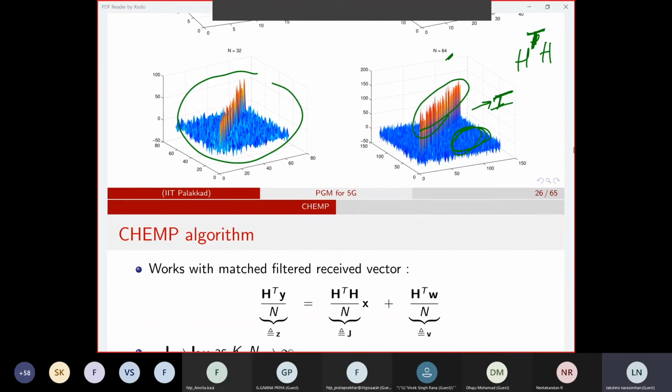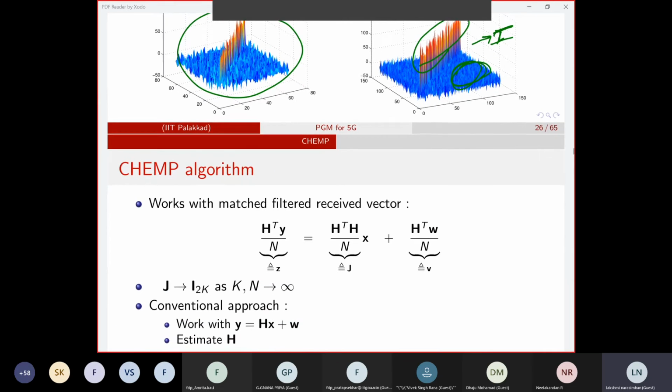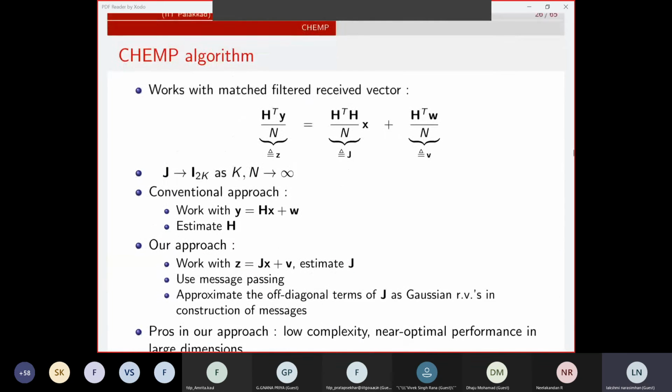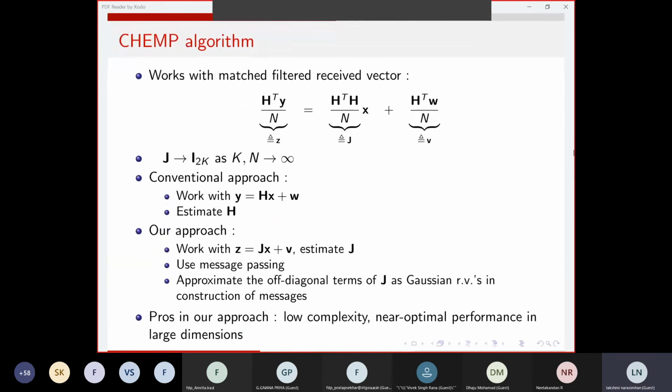And this says that you don't have to spend much complexity or time or power in channel estimation. So we are going to exploit this particular property and construct a graphical model with which we can perform demodulation even at a lower complexity. Okay. So what we are going to do is work on a new model.